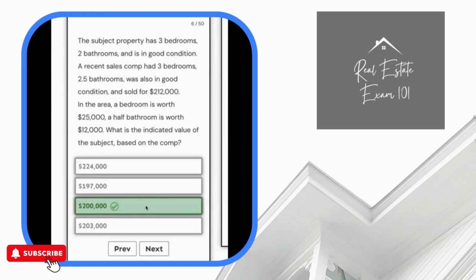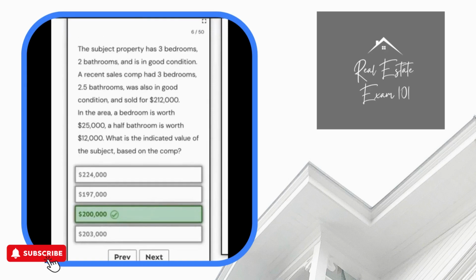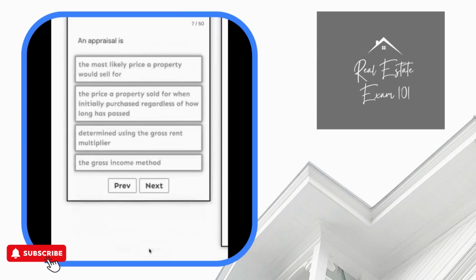And sometimes people call it the market data approach, but they're the same thing. It's just who is asking or who's talking about it. They're synonyms for each other. So an appraisal is the most likely price a property would sell for, the price a property sold for when initially purchased, regardless of how long has passed, determined using the gross rent multiplier or the gross income method.